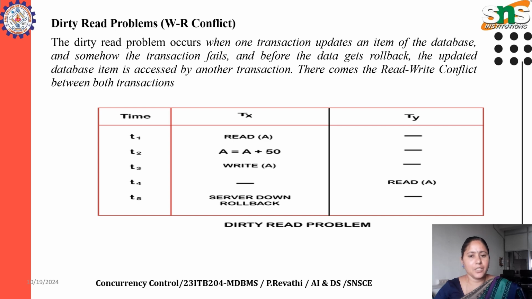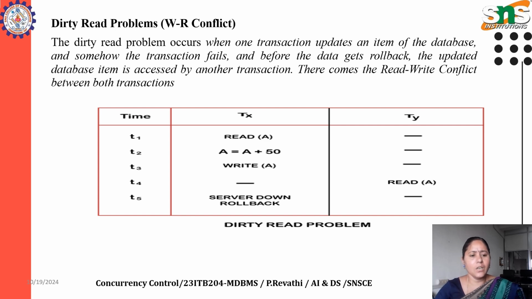At time T3, transaction TX writes the updated value into the account. At time T1 nothing happens. At time T4, transaction TY reads account A's value, and it will read 350 because account A is already updated, so the value read is 350.